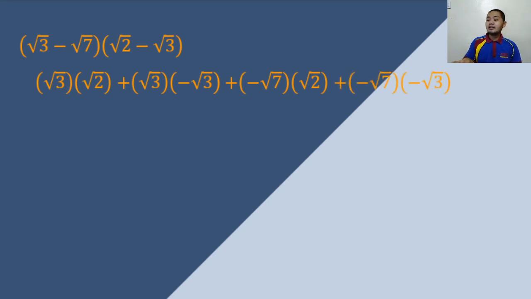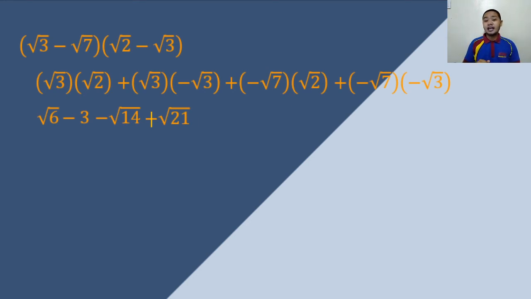Simplify lang natin yan. This will be square root of 6. Ito naman, this will be negative square root of 9 which will give us 3 kasi square root ng 9 is 3, di ba? Ito naman, this will become negative square root of 14 at ito magiging positive square root of 21. So looking at yung mga terms natin dito, wala naman tayong mas simplify, wala na tayong mako-combine diyan. So that will be our final answer.